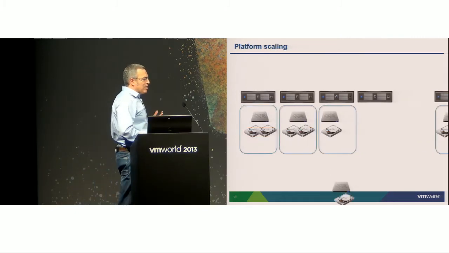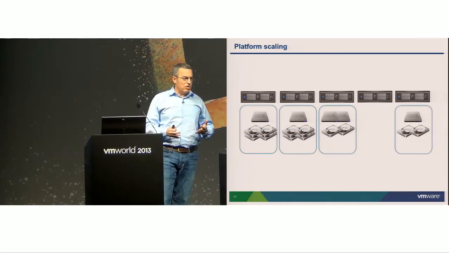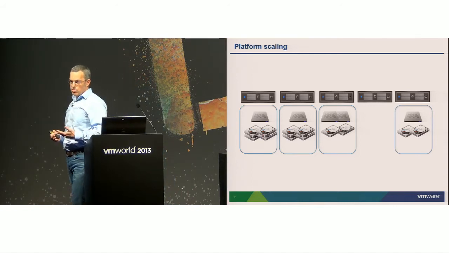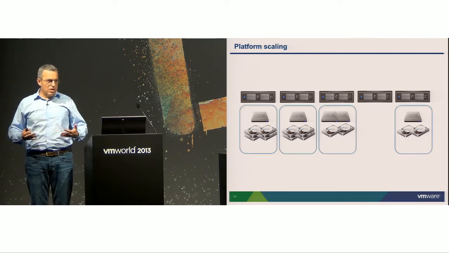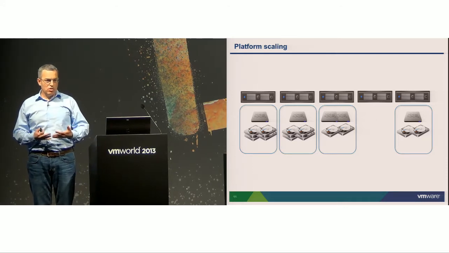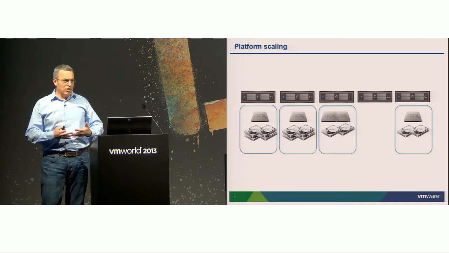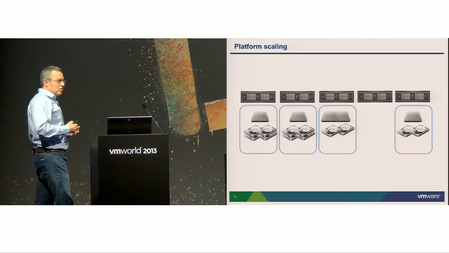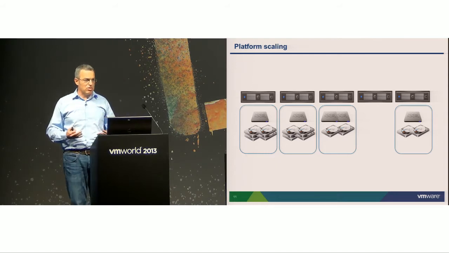vSAN may dynamically grow by either adding hosts to a cluster or adding more storage devices to existing hosts. So as you can imagine now, your storage needs may grow in tandem as your compute infrastructure grows and as the demands of your applications and your VMs grow, so the number of VMs that run on the cluster grows.